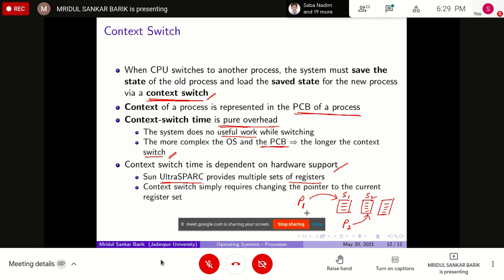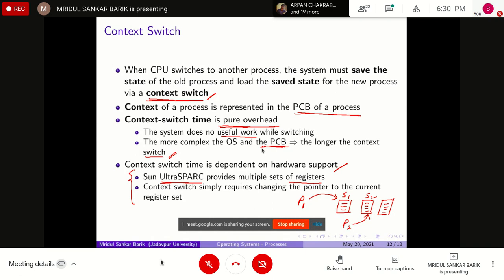So the currently running process P1 has a pointer which points to the currently used register set, which is S1. When context switches to P2, that pointer will point to register set S2, meaning that P2 is currently using register set S2, and so on. Right? So this is one example where we have hardware support for improving the context switch time. Improving means reducing the context switch time.